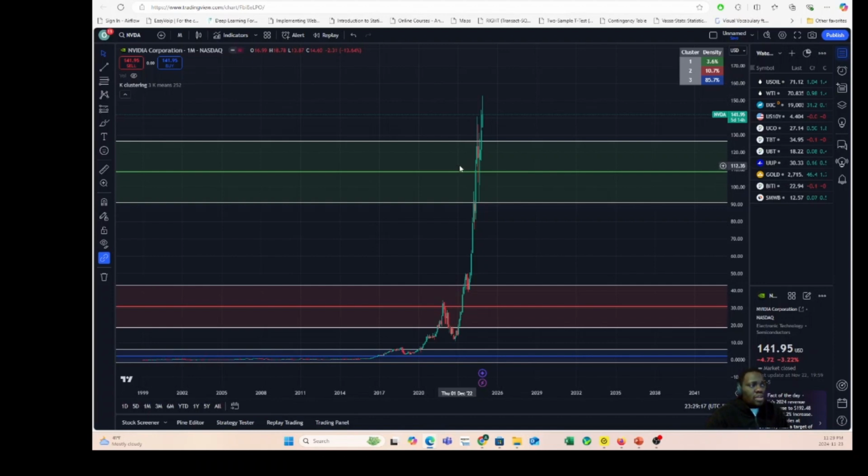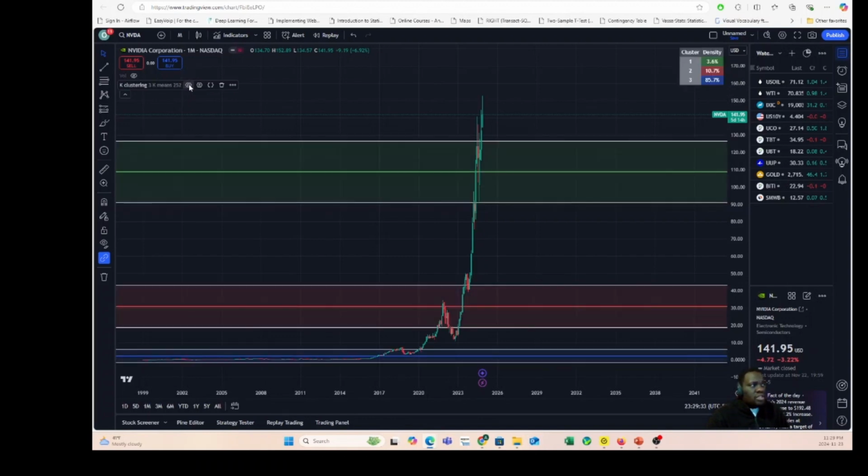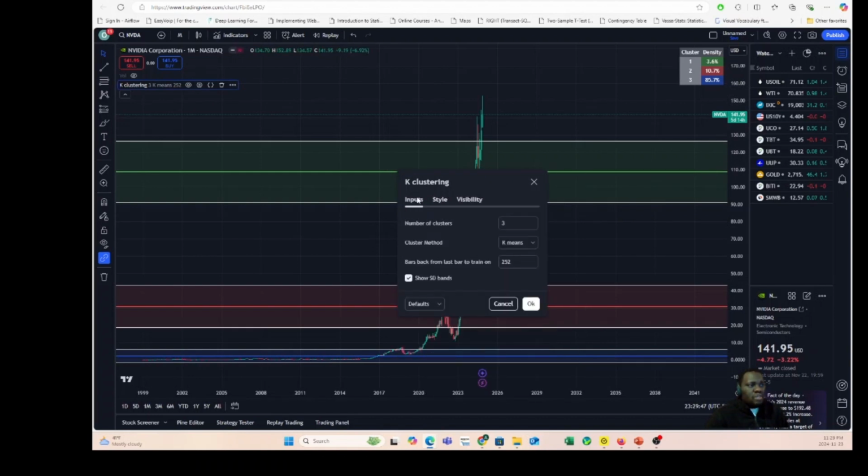So you can also adjust the number of clusters you want. To do that, you come to where this cluster settings is, and you come to the settings here. The first icon here will hide it, will take it away from your chart. If you want to bring it back, you click this. Now this is the settings button here. When you click on settings, you have the style, you have the visibility, and you also have the input.